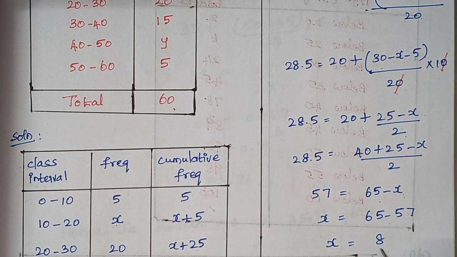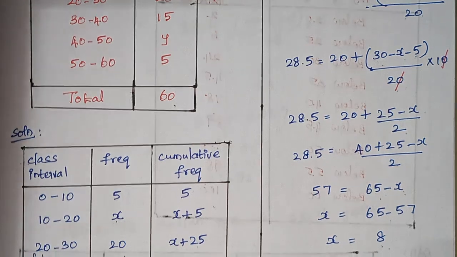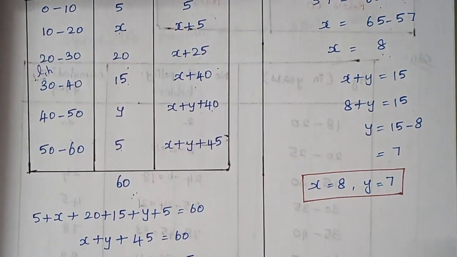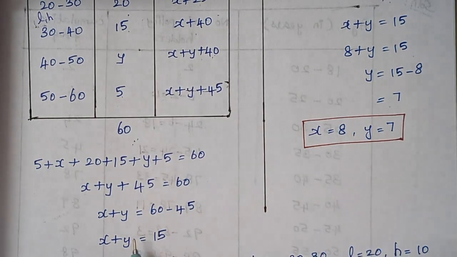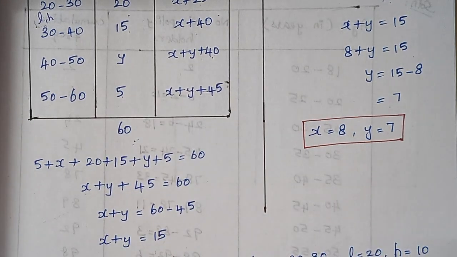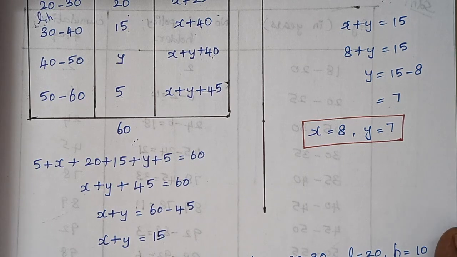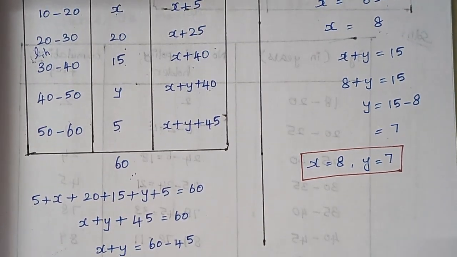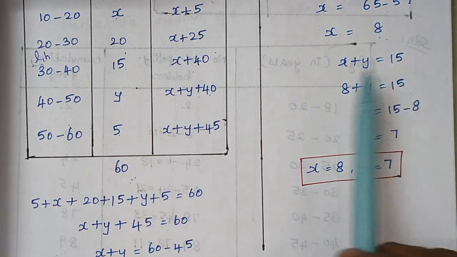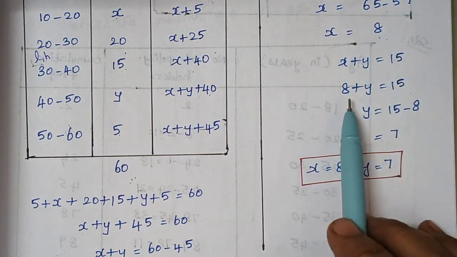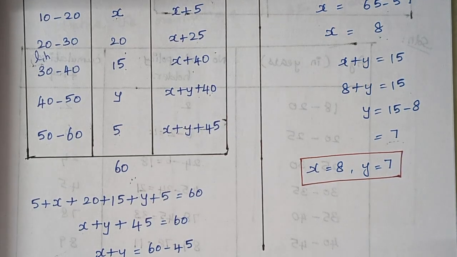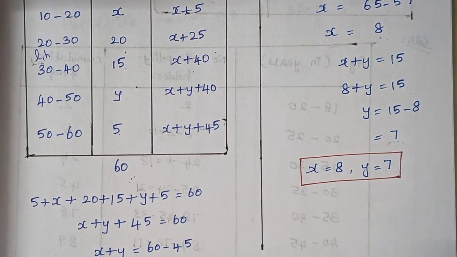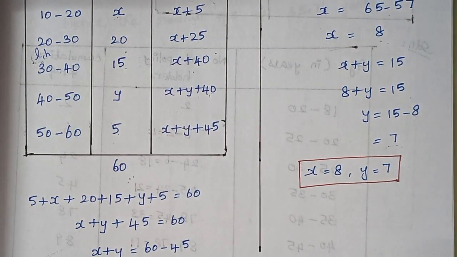The value of x is 8, and we had already framed an expression for x and y, right? So x plus y is equal to 15. In this expression, when you substitute the value of x, you can automatically get the value of y. So x plus y is 15 and the value of x is 8. When you substitute, the value of y is 7. So finally, the values are x equal to 8 and y equal to 7. This problem is over. We will proceed with the next one.